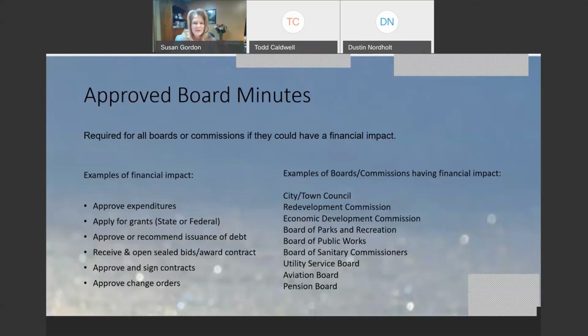And then we tried to list examples of those boards to the right, that being your city and town council, a redevelopment commission if you have one, or an economic development commission, if you have a park board or a public works board, and so forth. All of those boards would be considered ones that have a financial impact.